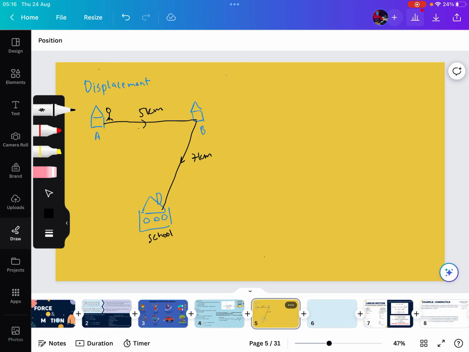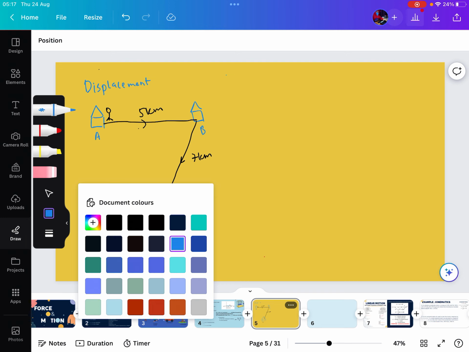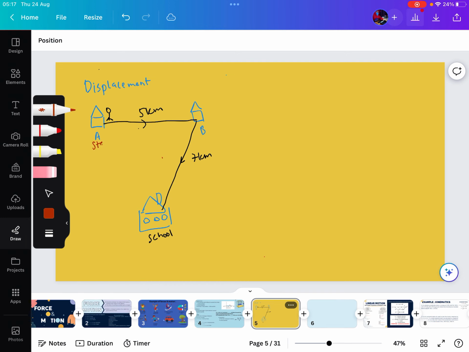So displacement is actually considering only the final minus the initial position. So where's your initial position first? Your initial position is this. So this is your starting point, and then your final position is here. So displacement is from end to start, or from start to end, it's the same. So it's from here to here. For example, the distance is probably 6 km.